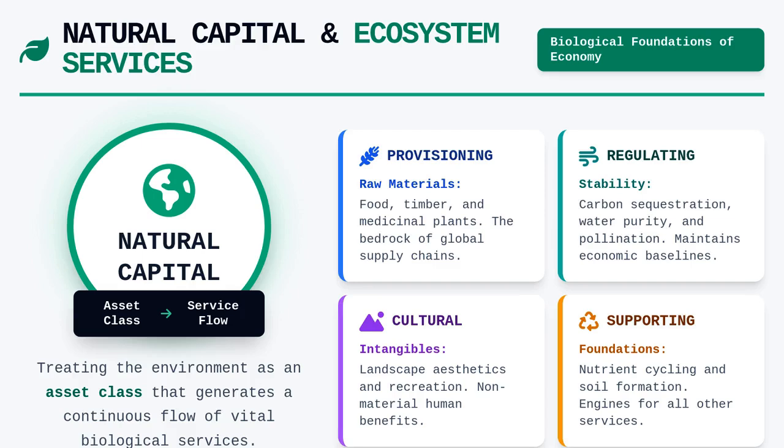Cultural services provide intangible benefits like landscape aesthetics and recreation, while supporting services such as nutrient cycling and soil formation are the fundamental processes that allow all other ecosystems to function. Neglecting these services introduces profound volatility into balance sheets because when biological infrastructure fails, these services are not easily or cheaply replaced by capital expenditure.